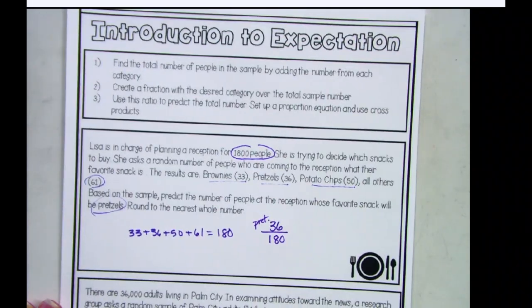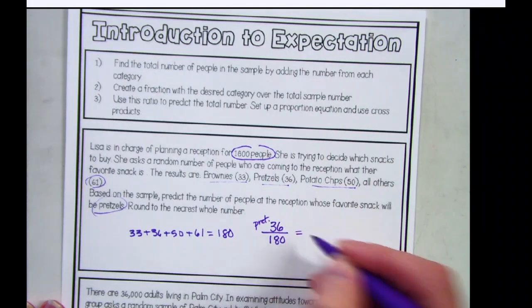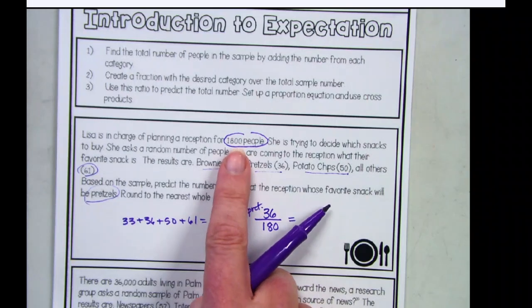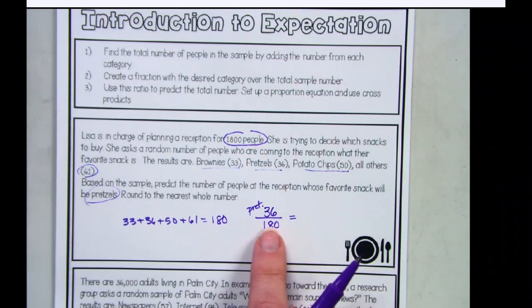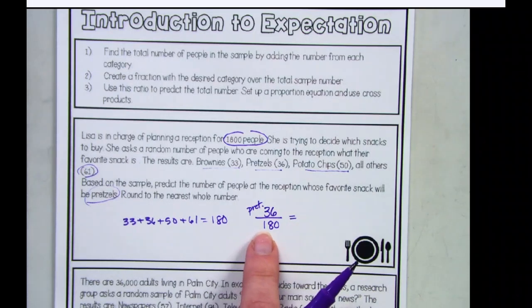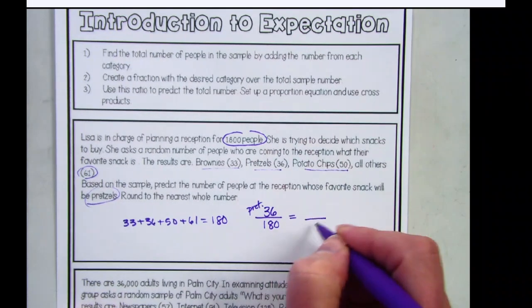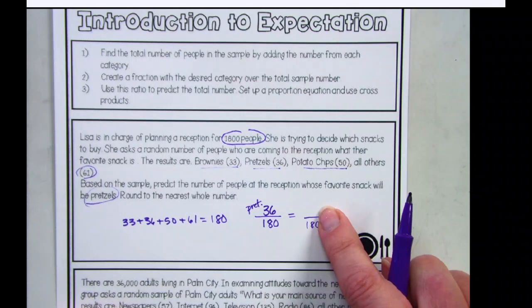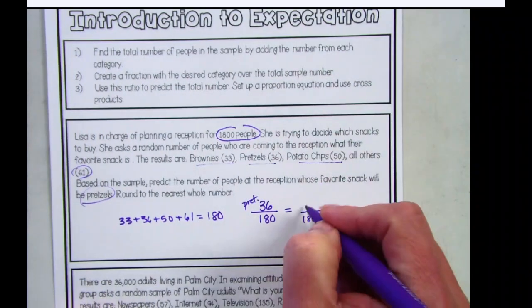Now we're just going to set up another proportion. How many people total do we have? 1,800. So is that going to go on the bottom or the top of my fraction over here? Bottom, because I have a total in the bottom here, so I need total over here. So this is my entire population. I want to know how many pretzels. I don't know, so we're just going to call it X.